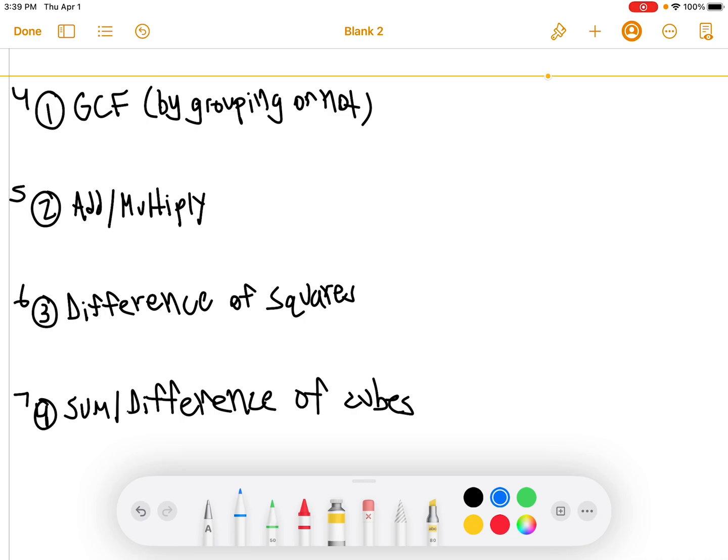Sum or difference of cubes. This one is kind of like the last one I showed you, number 3, here. But this one, number 4, you can use with a plus or a minus. So we could have this.